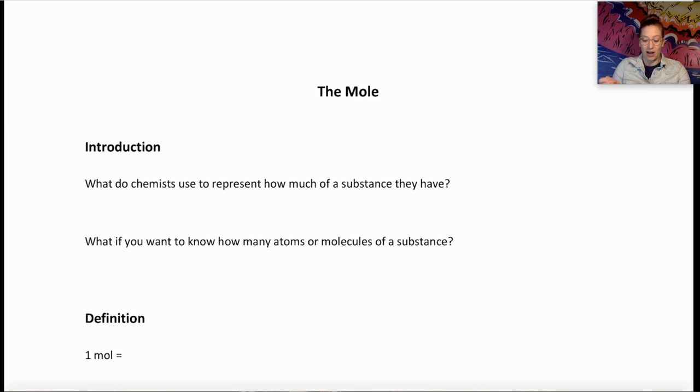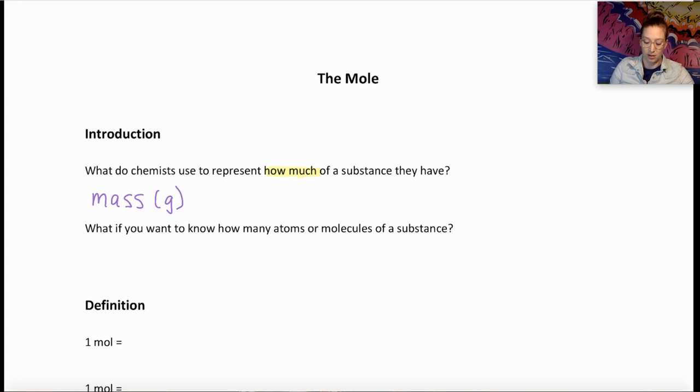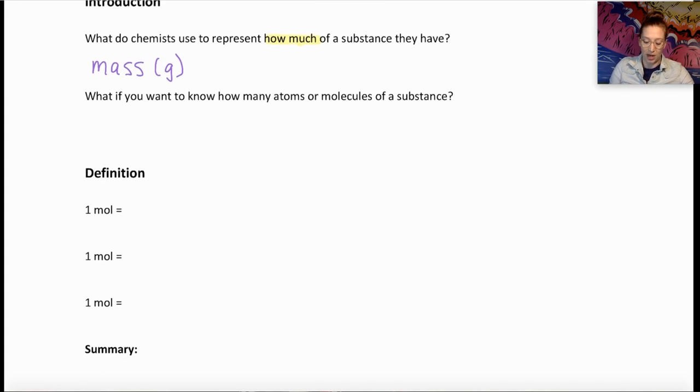A couple of questions are going to help us intro what a mole actually is. The first question is, what do chemists use to represent how much of a substance they have? Okay, the focus here is how much. That unit of measurement is going to be measuring mass, which we measure in grams, right? Kilograms and other metric units of mass can apply here. But if we want to know how many atoms or how many molecules of a substance we have, this is where we're going to use moles.